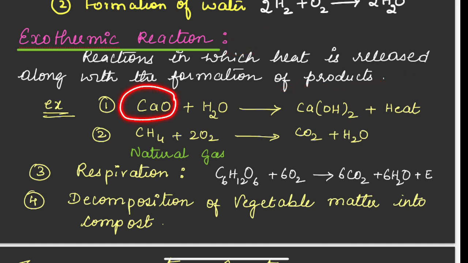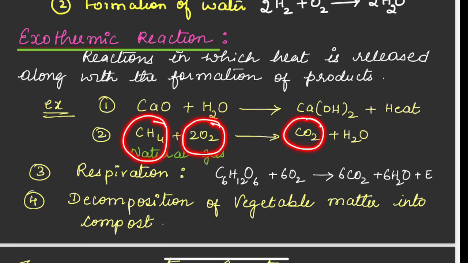Some examples. First example is calcium oxide reacting with water, it forms calcium hydroxide and heat is given out. Second example is methane. Methane is called natural gas. This is usually asked in the examination: whether burning of natural gas is exothermic or endothermic in nature. It is exothermic in nature because natural gas burns with oxygen and forms carbon dioxide and water. During this, a large amount of heat is given out.